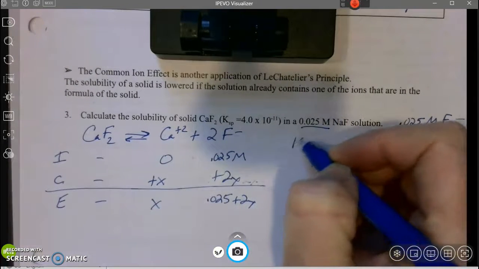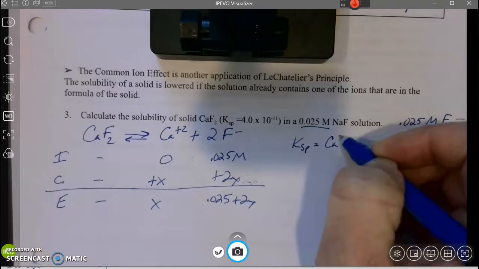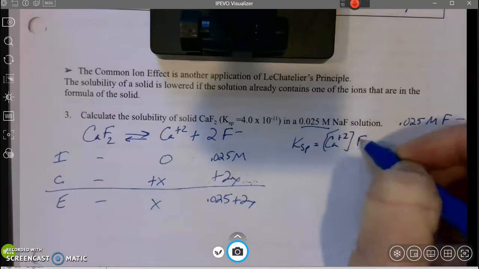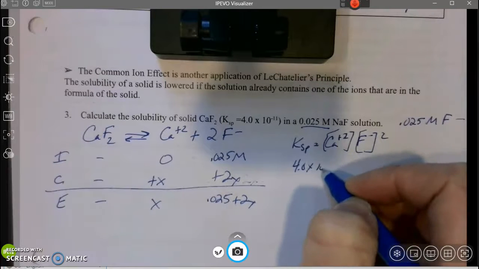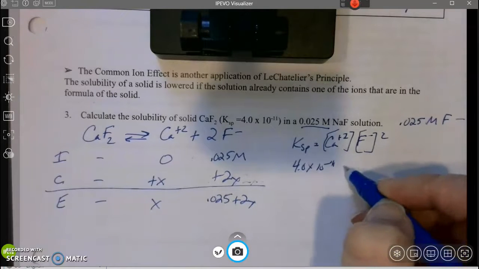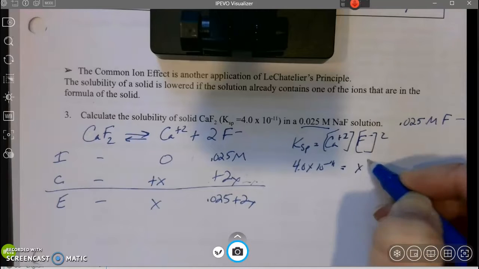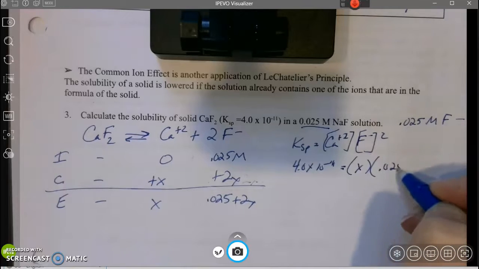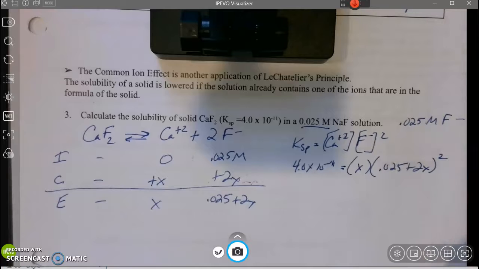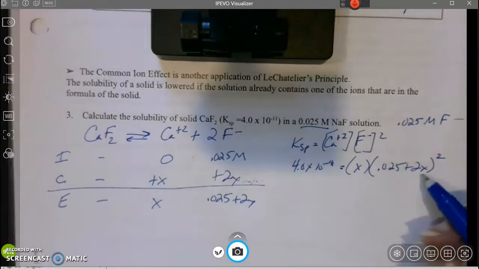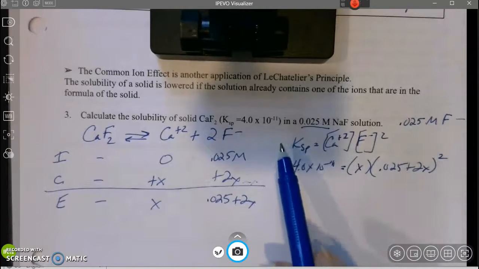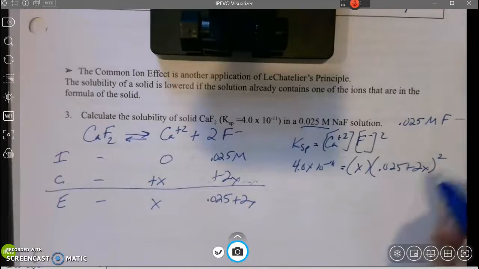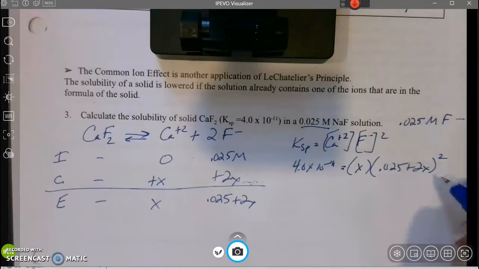So when I set up my KSP, I'm going to have my calcium and then my fluoride squared, and then I'm just substituting in all of my numbers. 4 times 10 to the negative 11th equals X, and then 0.025 plus 2x squared. So I really don't want to have to do this quadratic thing again, and if you look at the value of my KSP, this number is really small, so I would have to have a really big number for that to include this. So this is going to be negligible.